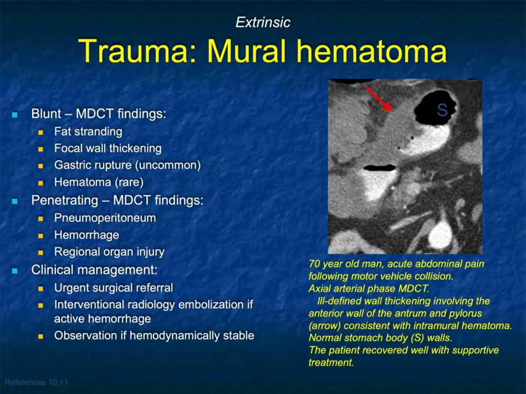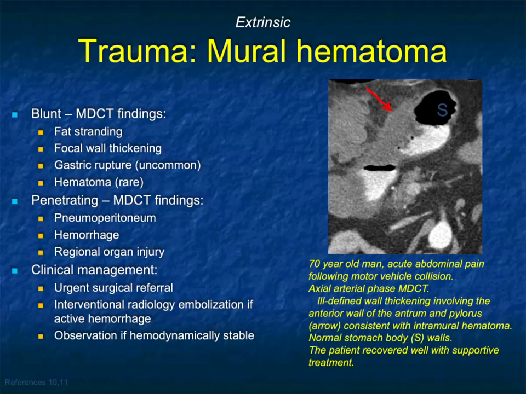What findings do you look at? Well, gastric trauma: fat stranding, focal wall thickening, as in this case, gastric rupture, which is exceedingly uncommon, and hematoma, which is rare. Again, typically patients will have other sources of injury as well. I mentioned the spleen, the liver. I guess you can get a gastric wall hematoma also in a patient who's had a G-tube placed, and occasionally one of the complications is hematoma in the wall of the stomach.